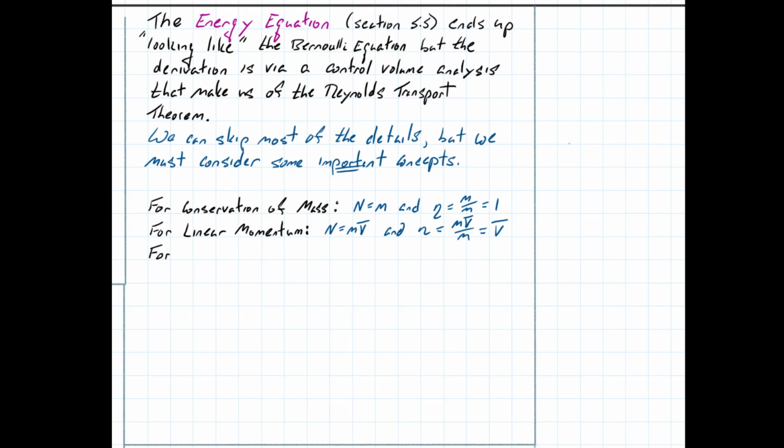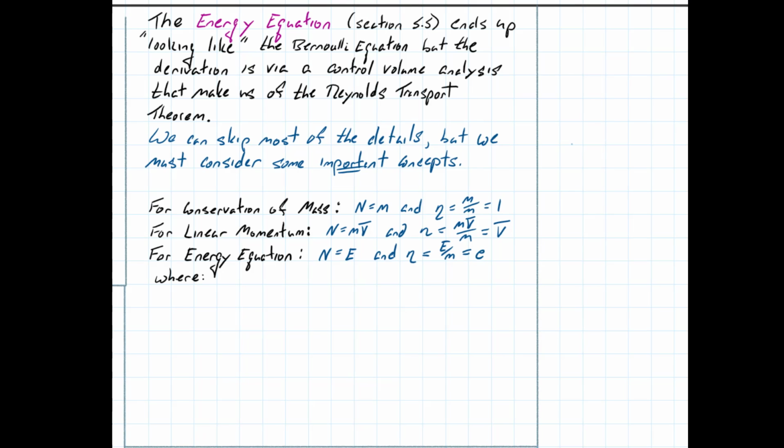Now for the energy equation, we have the total energy of the system, which is capital E. So we divide that through by mass, and we end up with the symbol of little e. Now, little e is the total energy of the fluid per unit mass.